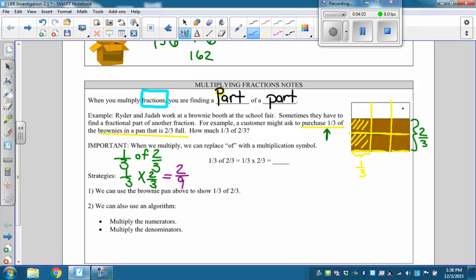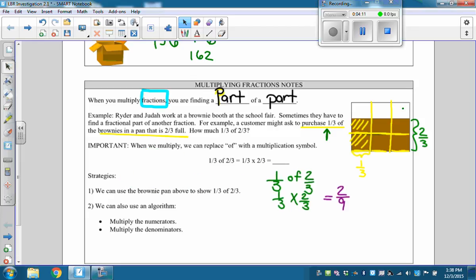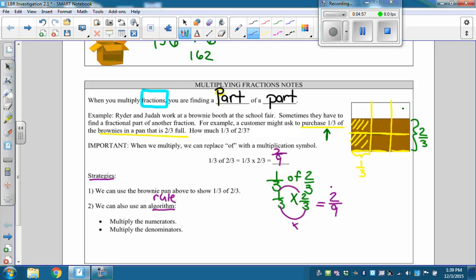And so if you look at this, if I move all of this over where there's a little more room, what's the relationship, Lily? Like 3 and 3, and the number 9. How do you get that? Yeah, if I multiply the denominators, I get that, and if I multiply the numerators, I get the 2. That's how I do it. So that's the algorithm, or the strategy: we can use the picture to find the answer, but we also can use the algorithm, which means the rule. So the rule is to multiply the numerators and multiply the denominators. And so the final answer is the customers get 2/9 of the pan.